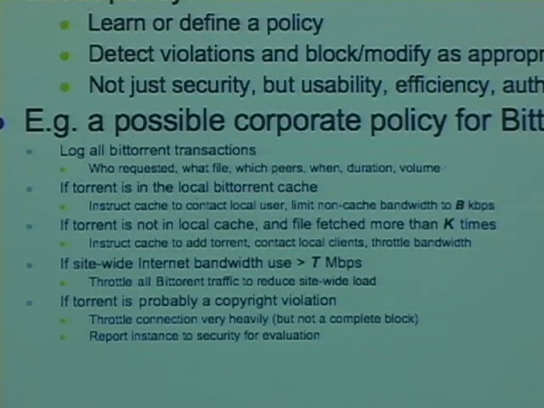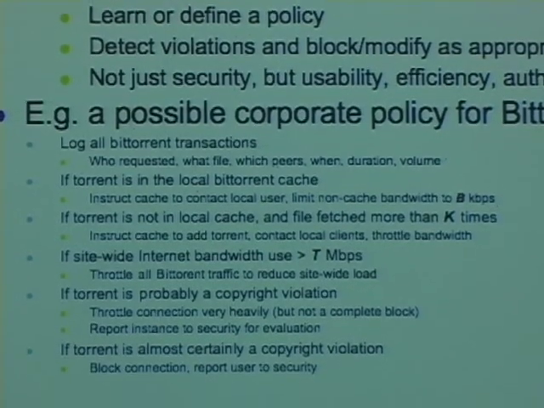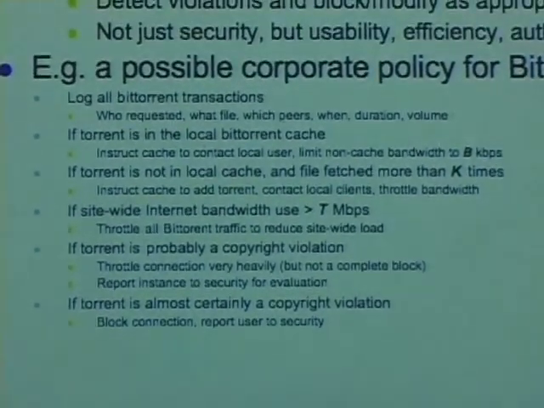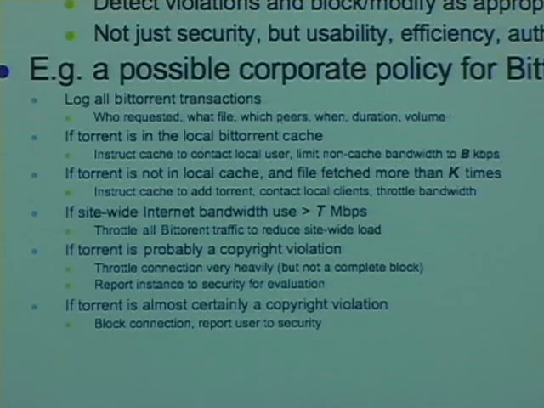If it's possibly a copyright violation, use some heuristics based on file name, who it's talking to, if the torrent's in Pirate Bay. Throttle it heavily, but not completely. Make it seem like they're getting really crappy performance, and send an email to somebody human to actually take a look. And since these are large files, you throttle them down. It's bad performance. You've got an hour or two to send out the nasty grams. If it's almost certainly a copyright violation, block the connection and report the user to security. And these are security problems if you're a company, because this is liability. This is the RIAA coming knocking on your door with a $10 million lawsuit.